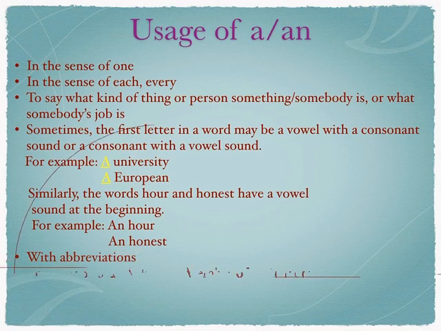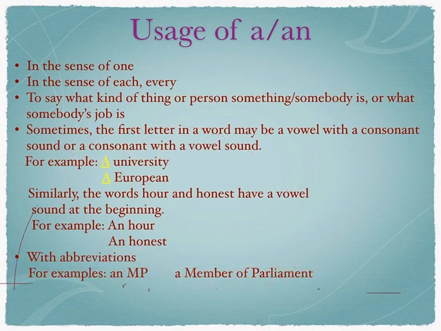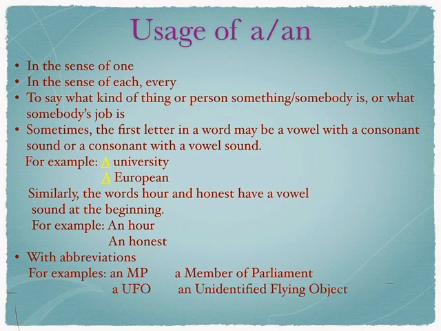With abbreviations. Abbreviations means the short form. Here, for example, MP. Now, the expanded form of MP is Member of Parliament. As you are watching here, an MP, though the consonant letter M is there, here the vowel sound, M means like eM. So that's why if there is an abbreviation form, we can use an. But if you use the expanded form, like a member of parliament, here it starts with the M sound. That's why we have to use a.